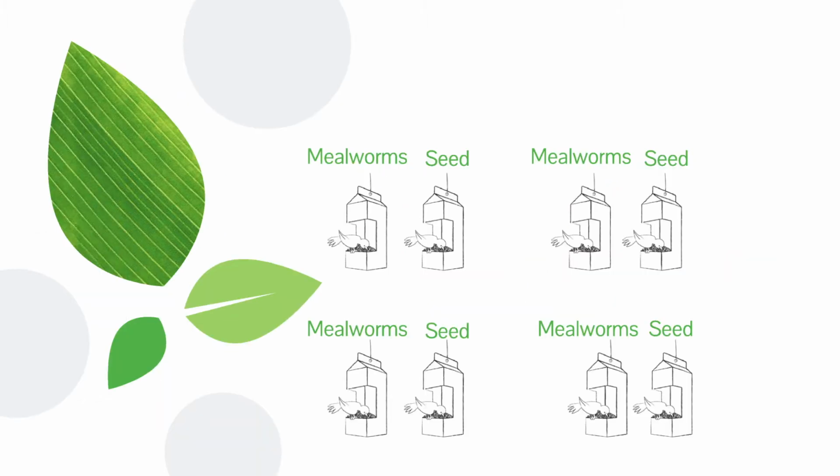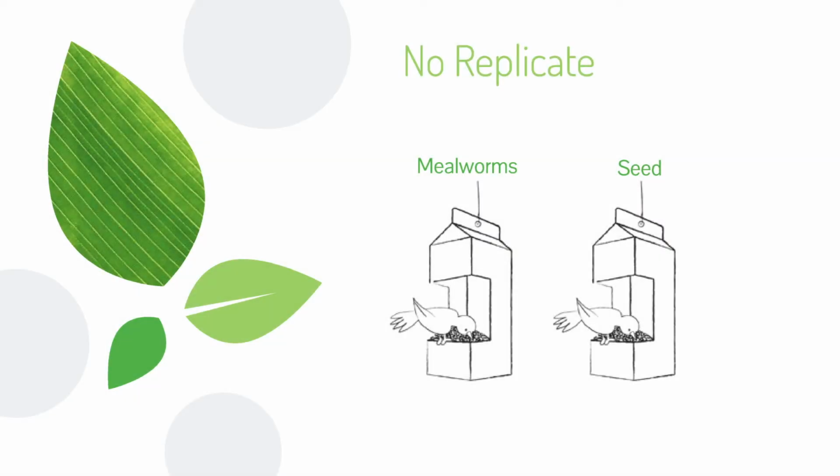If the same thing happens 4 times in a row, that means a lot more than if that same thing only happened once. You can see an example here of a bird feeder experiment that just has mealworms and seeds. This scientist is trying to figure out if birds prefer mealworms more than seeds. As you can see, there are only 2 feeders in this experiment, one with mealworms and one with seeds. This experiment has no replicates.